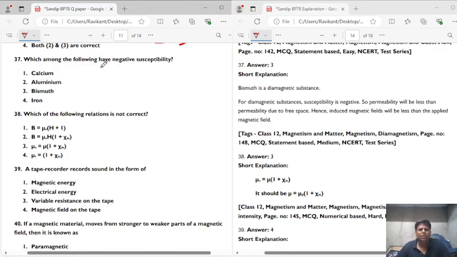So question number 37, which among the following have negative susceptibility? Negative susceptibility is for diamagnetic substances, and among these the diamagnetic substance is bismuth.